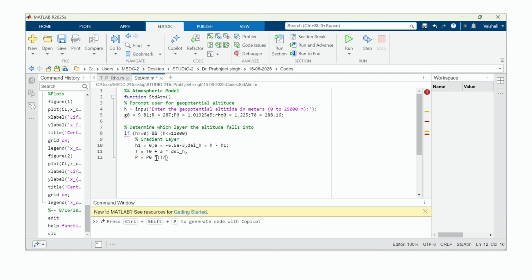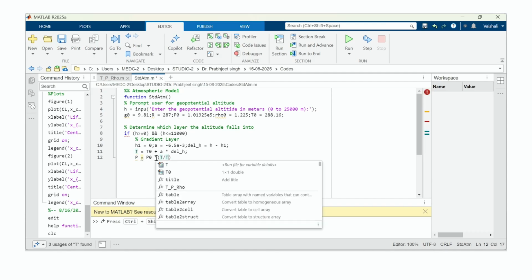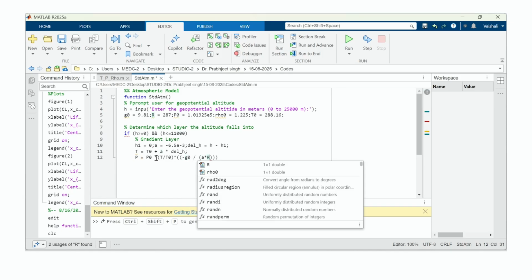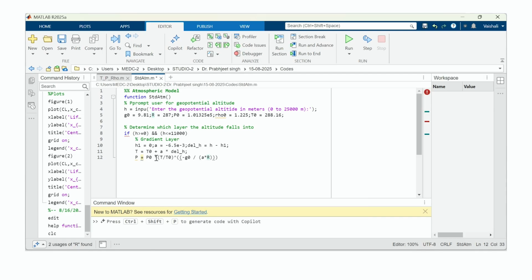Remember the expression that we have derived extensively in the last lecture. So I'm just writing those expressions here. P naught into T upon T naught power, let me write the expressions here, in one more bracket, minus g naught by A R, minus 1. Let me write here a semicolon.